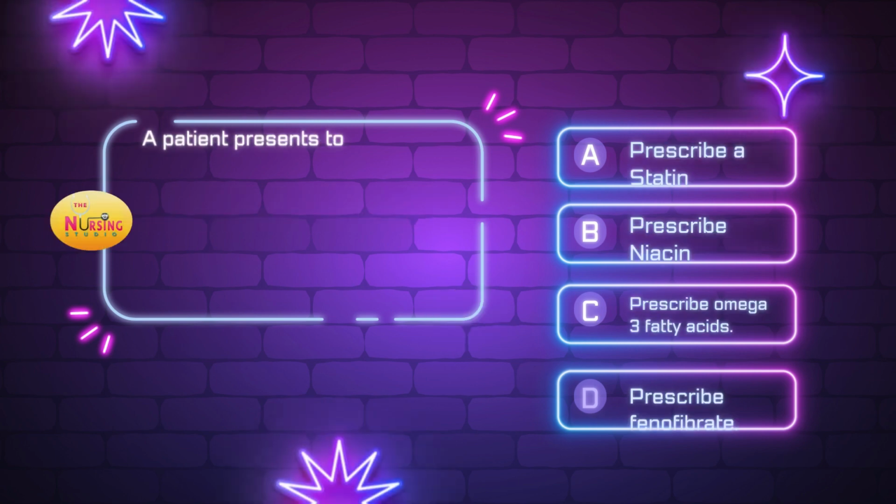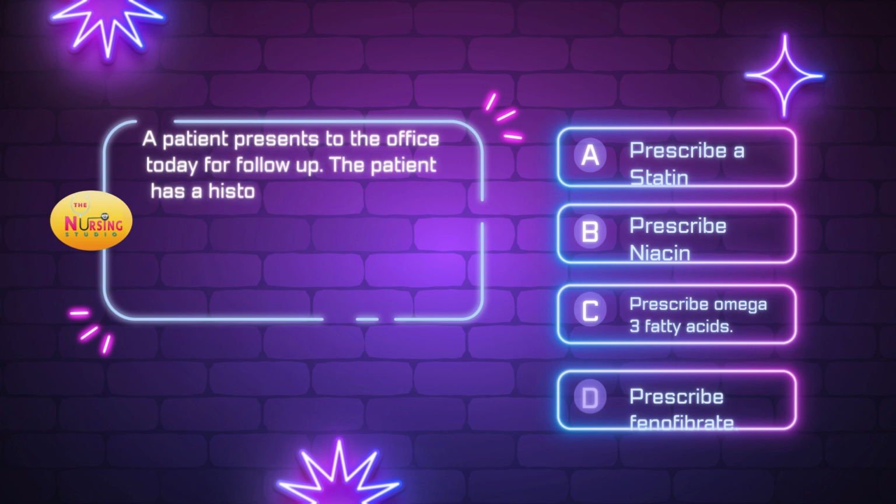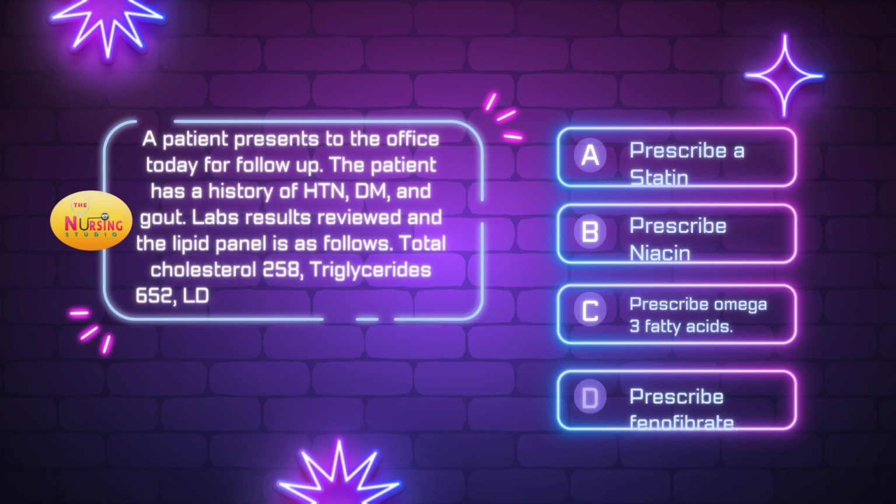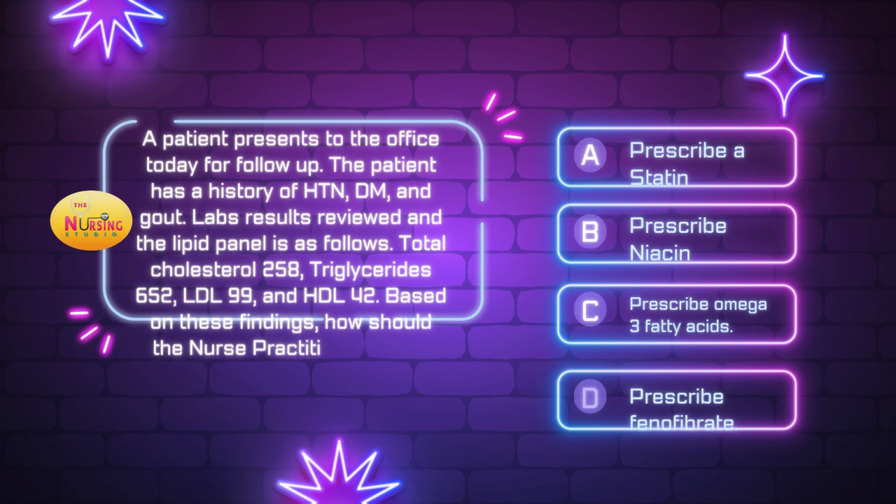All right, question number two. A patient presents to the office today for follow up. The patient has a history of hypertension, diabetes, and gout. Lab results are reviewed, and the lipid panel is as follows: total cholesterol is 258, triglycerides are 652, LDL is 99, and HDL is 42. Based on these findings, how should the nurse practitioner treat? Is it A, prescribe a statin, B, prescribe niacin, C, prescribe omega 3 fatty acids, or D, prescribe fenofibrate? Take a moment and tell me what you got in the comments.